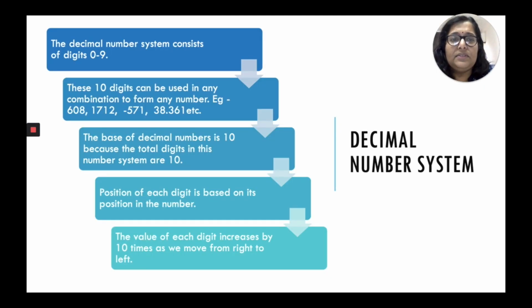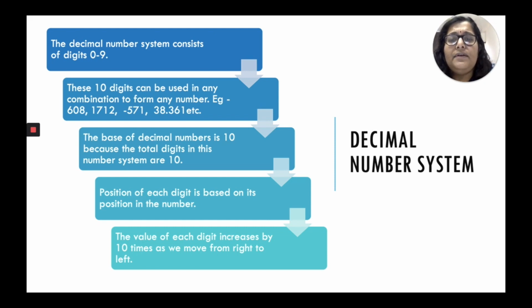In a decimal number system, we should understand that there are only 10 digits. Deci means 10. So decimal number system has only 10 digits. So I'm going to read the first line. The decimal number system consists of digits 0 to 9. These 10 digits can be used in any combination to form any number. 608, 1712, minus 571, 38.361. That is, you can even use it for negative numbers and decimal numbers too. All these belong to the decimal number system.